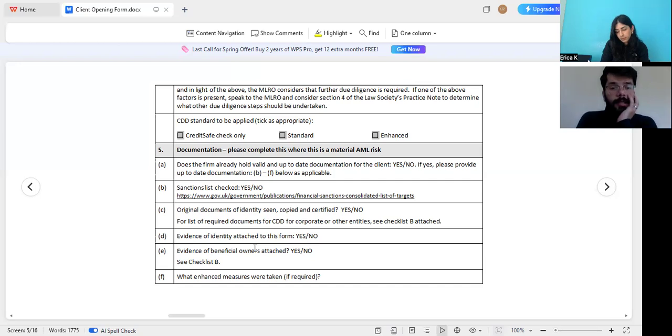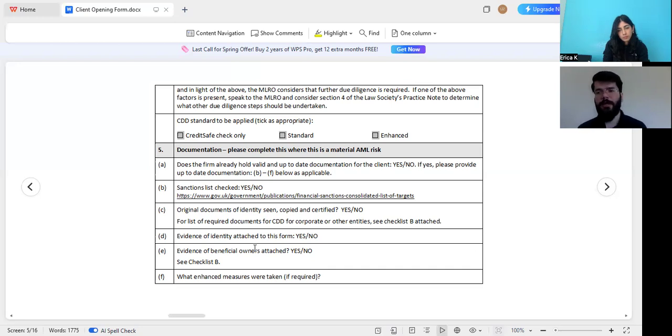Now, sanction list checked. You need to check the government's sanction list, if the client is under any sanctions, or if their company or the country that they're from are under any sanctions. Original documents of identity seen, copied, and certified. Yes, no. For list of required documents for CDD for corporate or other entities, see checklist B attached.